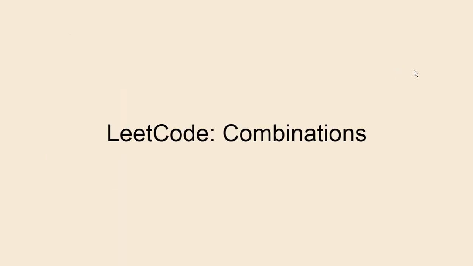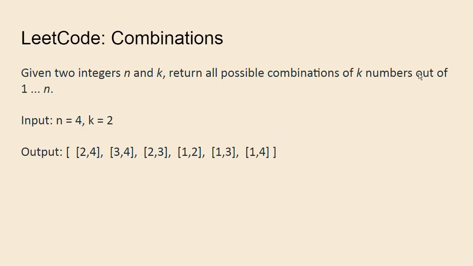So let's look at the first problem. This is a LeetCode problem called Combinations. You are given 2 integers n and k, and you are asked to return all possible combinations of k numbers out of 1 through n. For example, if n is 4 and k is 2, this asks you to return all the 4 choose 2, which equals 6, all the 6 ways of choosing 2 numbers out of the 4 numbers.